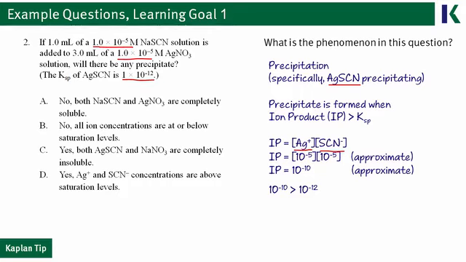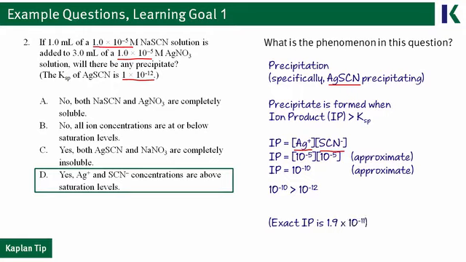That's a very strong prediction to bring you to the answer choices, and the correct answer is that yes, there will be precipitation because there are more ions in solution than can be easily dissolved. Now, if you did go ahead and do this math, the exact ion product is actually 1.9 times 10 to the negative 11th, a little bit less than 10 to the negative 10th, but still greater than 10 to the negative 12th.